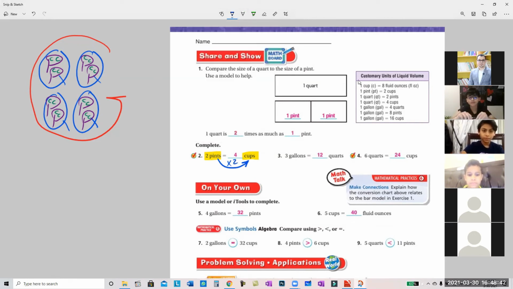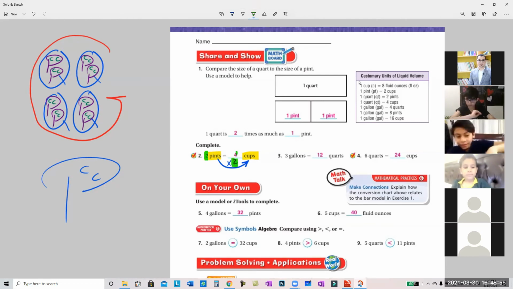Because 1 pint equals 2 cups, right? Yeah. So we're going to multiply by 2. As you see here, 2 multiplied by 2 equals 4. So 2 pints equal 4 cups. Thank you, Abdul Mohsen. Great job. Okay, what about Ryan?